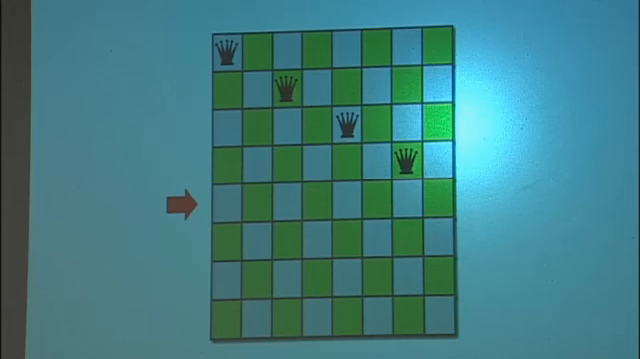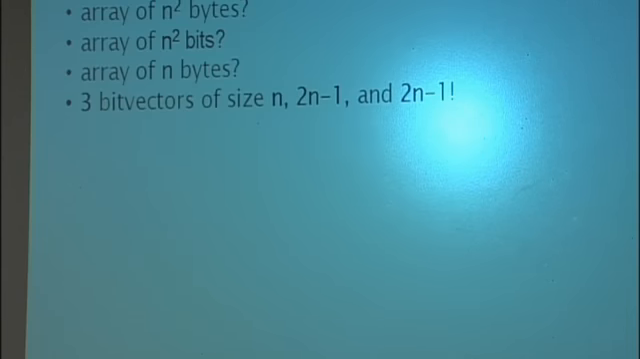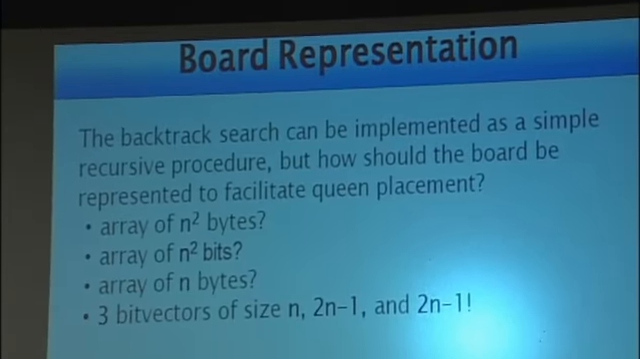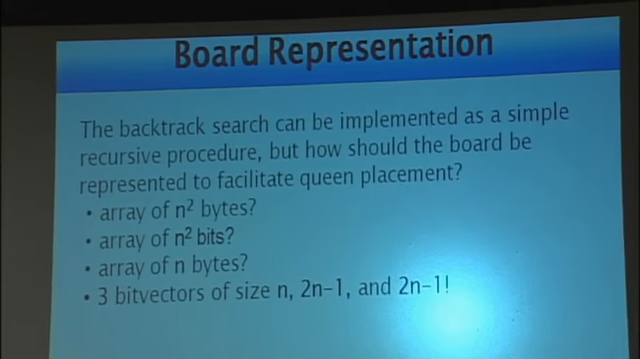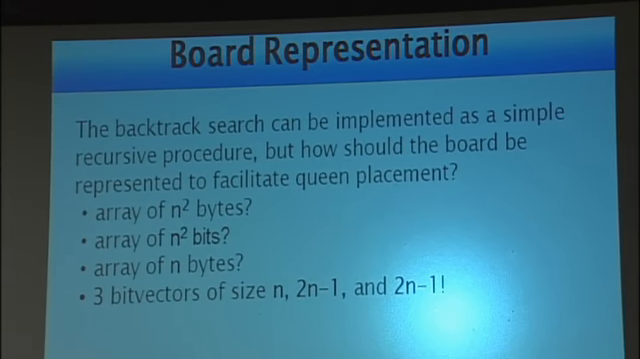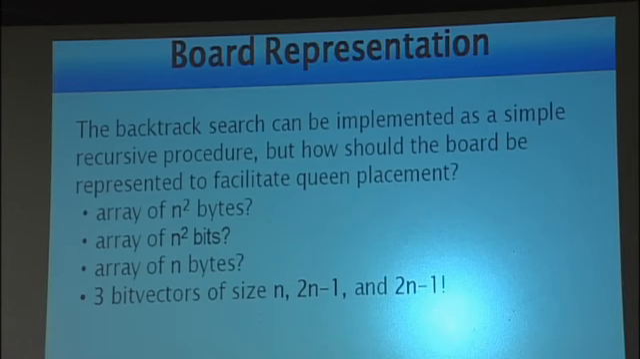Found a place. Now we get to go forward. Hooray! And you keep going on. So you backtrack, etc., until you finally find a placement for them. So the backtracking search is pretty interesting, but the question is, how do you represent it so that it can go really fast?